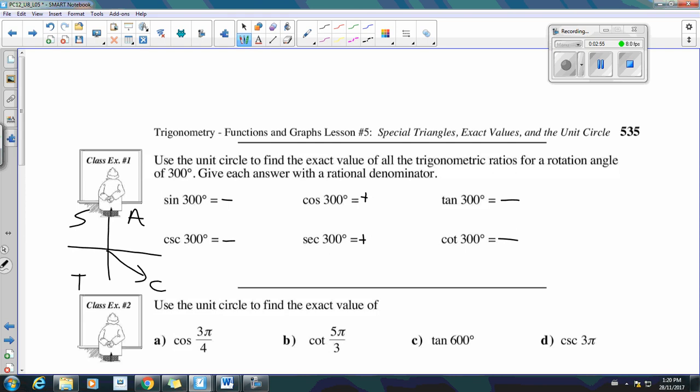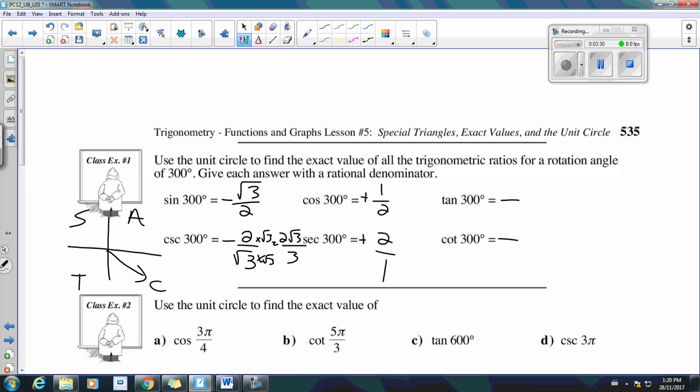If you're using your unit circle, you see that you have an arm there that's 300 degrees, with an x coordinate of 1/2 and a y coordinate of negative root 3 over 2. The x coordinate tells you the cosine, which then we can use to make the secant. The y value tells you the sine, and we can take the reciprocal. Now it asks for a rational denominator, so we'll multiply top and bottom by root 3 to give us negative 2 root 3 over 3.